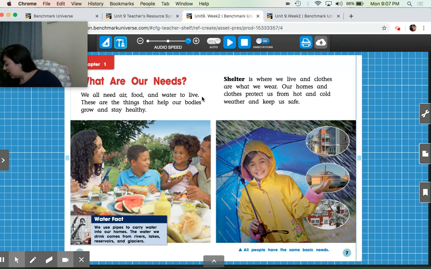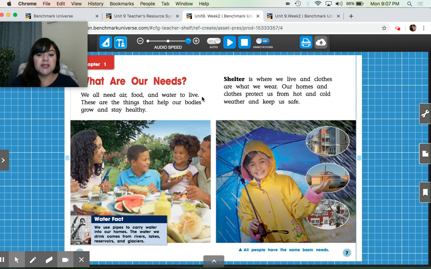We're going to write that sentence frame so that we can do it today at home for home learning, okay? So think about or write down some things that we need to survive as I continue to read.